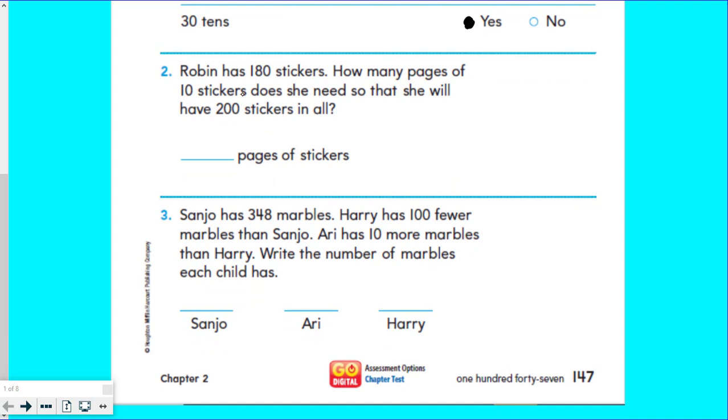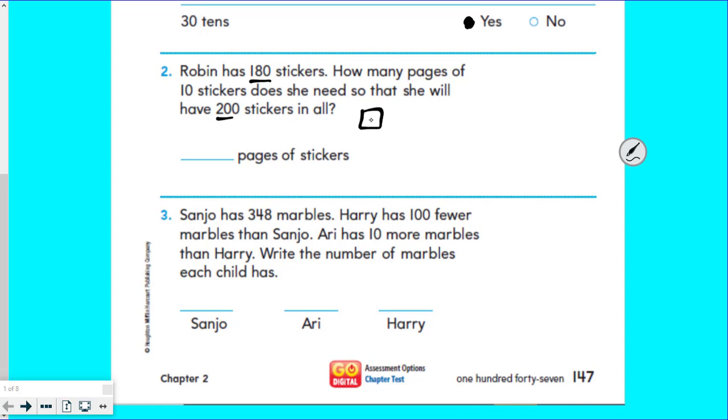Okay, let's see. Your next problem. Robin has 180 stickers. How many pages of 10 stickers does she need so that she will have 200 stickers in all? Okay. So you can pause your video, see if you can figure it out. When you unpause, we'll solve it together. Okay, so Robin already has 180 stickers. So she needs some more. She needs to get to 200. Okay. So she has 180, right?